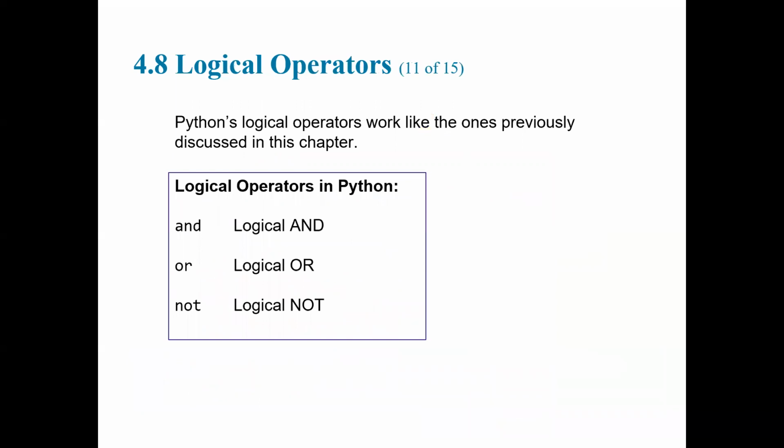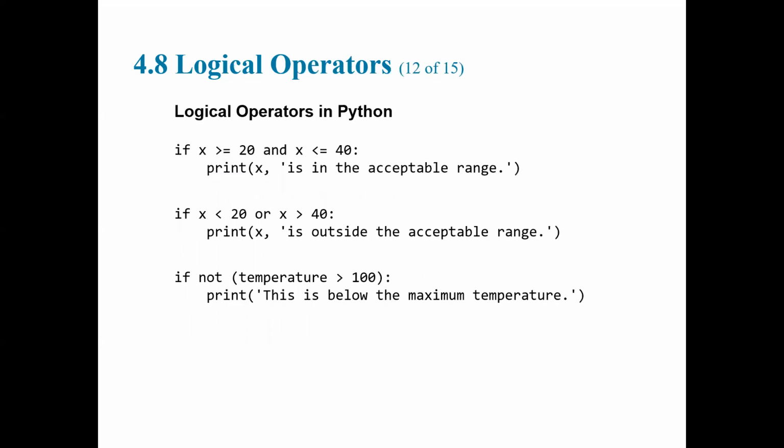So that brings us now to logical operators. Sometimes, instead of doing a whole bunch of embedded control structures, you can use these logical operators if it makes sense. We have and, or, not. Python's logical operators work like the ones previously discussed in the chapter. Here's an example of an and, an or, and a not.